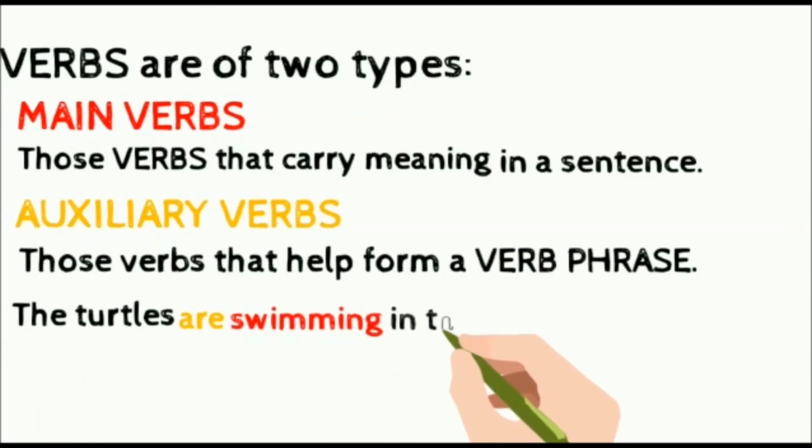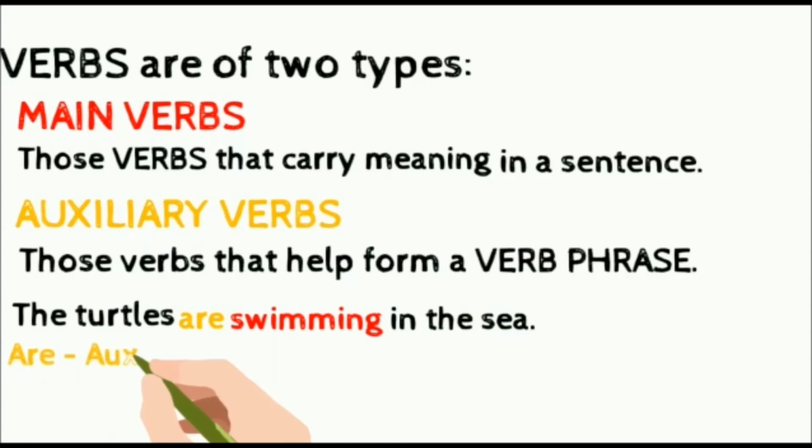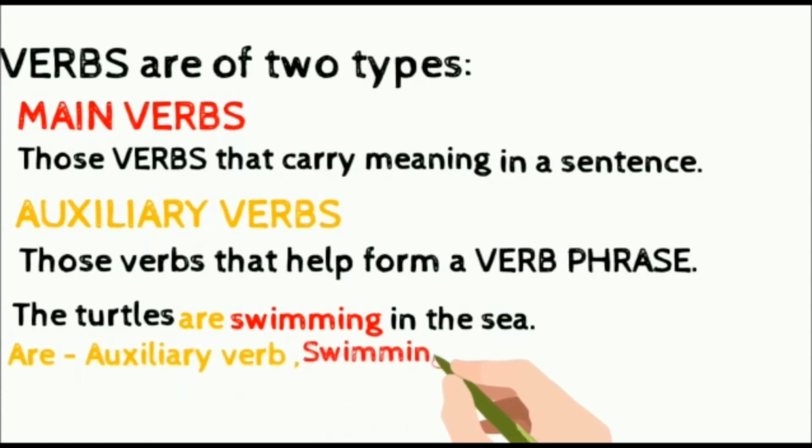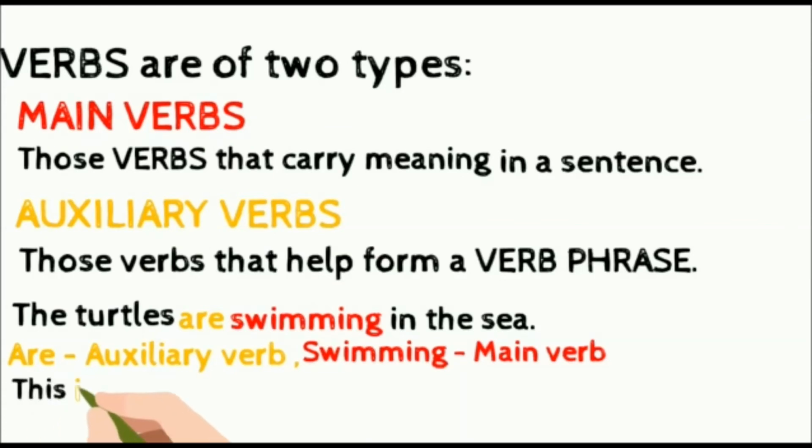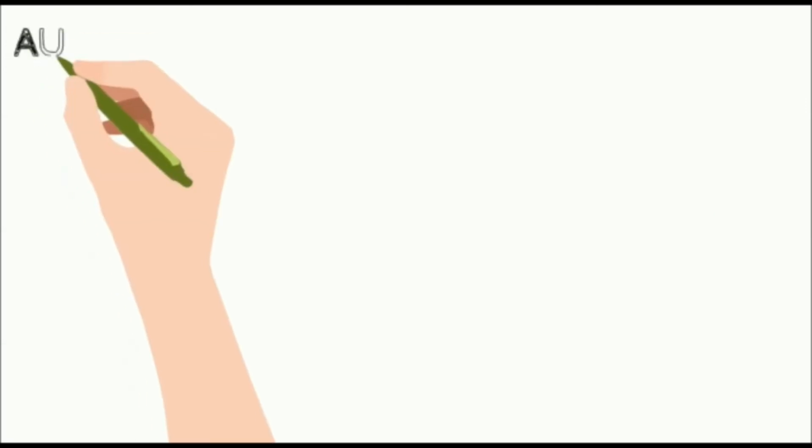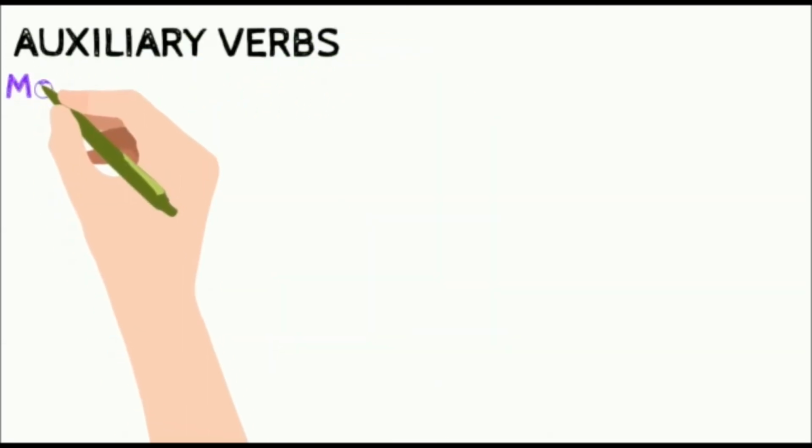To understand better, let us take a few examples of sentences. The turtles are swimming in the sea. Here, are is the auxiliary verb and swimming is the main verb. The auxiliary verb helps to give meaning to the main verb. Next example, this is my idea. Here we have only an auxiliary verb which is, and such sentences can exist without having a main verb.